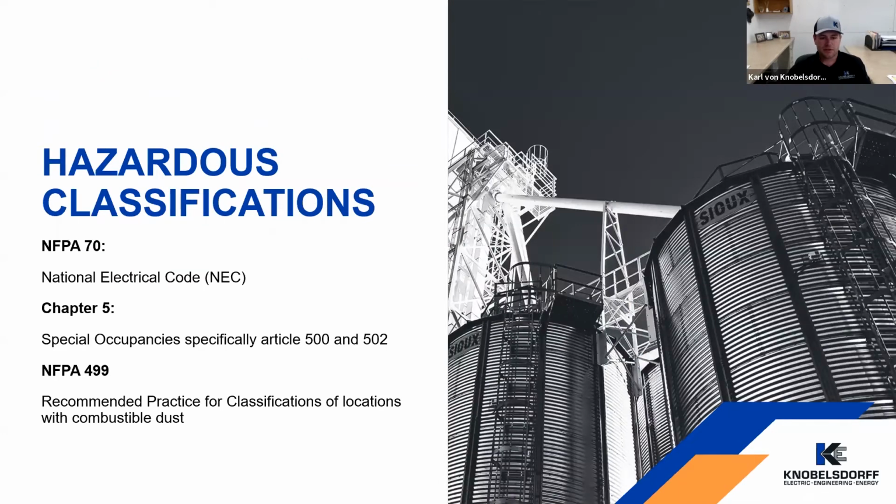So NFPA 70 is the National Electrical Code. Chapter 5 in the NEC deals with special occupancies. So specifically Articles 500, 501, and 502 is what we primarily will use to do our wiring installations in these facilities. And then we also use NFPA 499, which is the recommended practice for classifications of locations with combustible dust.